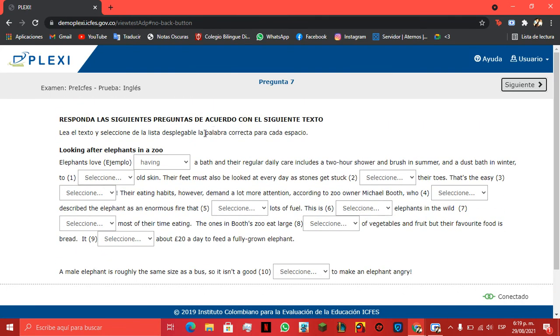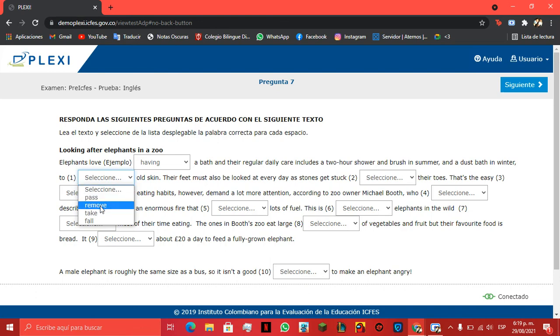And the next part. So we need to read the text and replace the gaps, using the correct word to complete it. So, elephants love having a bath and their regular daily care includes a 2-hour shower and brush in summer and a dust bath in winter, too. Pass, remove, take and fall all skin.